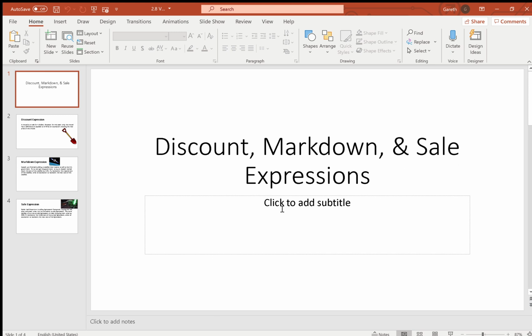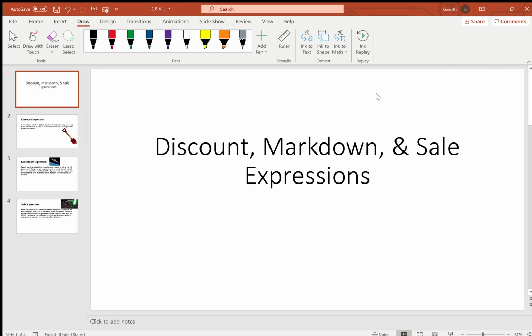And hello, ladies and gentlemen, and welcome to a quick lesson on discount, markdowns, and sale expressions. In this particular lesson, we're just going to learn how to write expressions having to do with discount, markdown, and sale. So, ladies and gentlemen, let us begin.